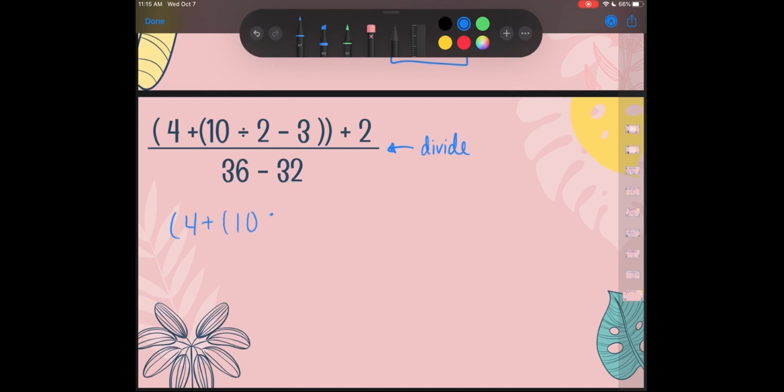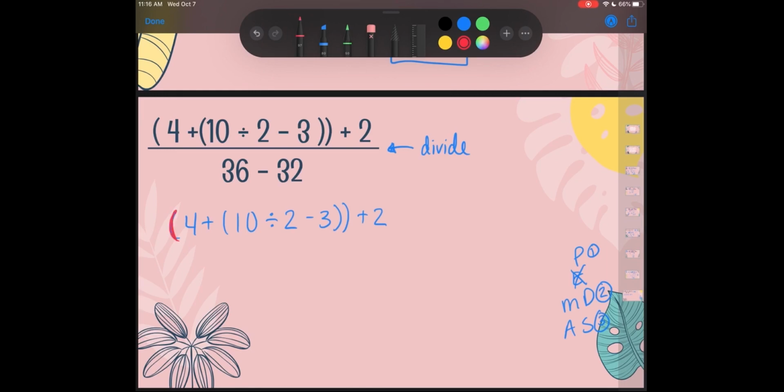So I've got 4 plus, parentheses, 10 divided by 2 minus 3, plus 2. All right, so PEMDAS, parentheses, first. We ignore exponents because we don't have them yet. Multiply and divide from left to right is next. Add and subtract from left to right is last.